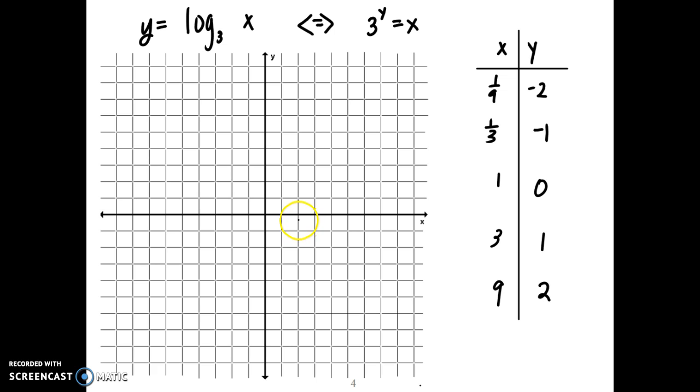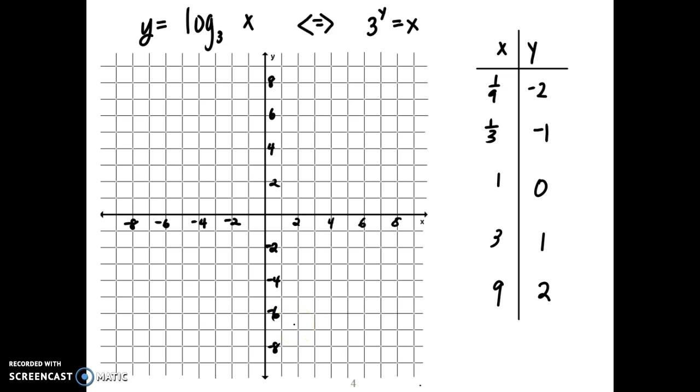So I'm going to label my x-axis. I'm going to count by ones, but I'm not going to write them all to save space. And I'm going to do this in both directions of x. I have to keep the same scale along x, and I pick the same scale for y. So there it is. And then I'm going to plot these points.